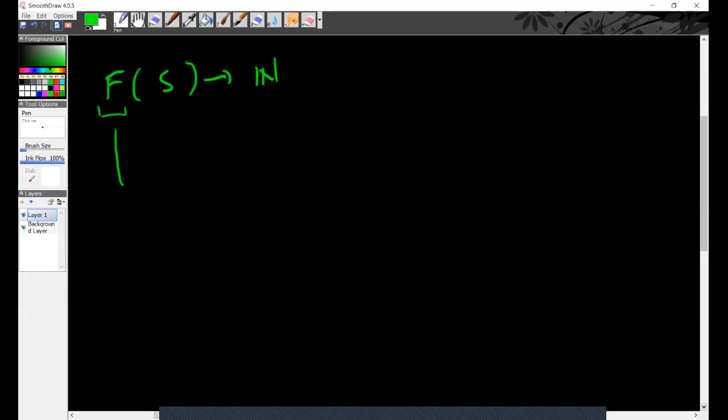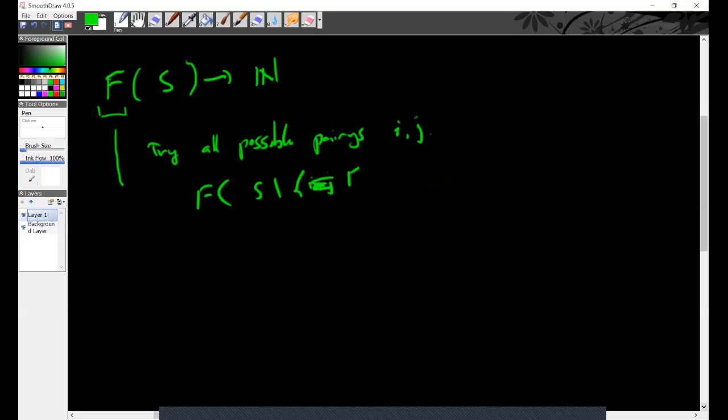recursively, without any regard to greedy, what I would do is just try all possible pairings, let's say i and j. What we want to do is recurse on f of s, but we put file i and file j on the same disk. Recursing on this means that I've taken these two out.